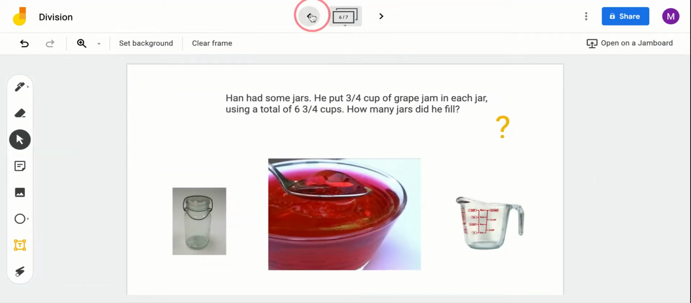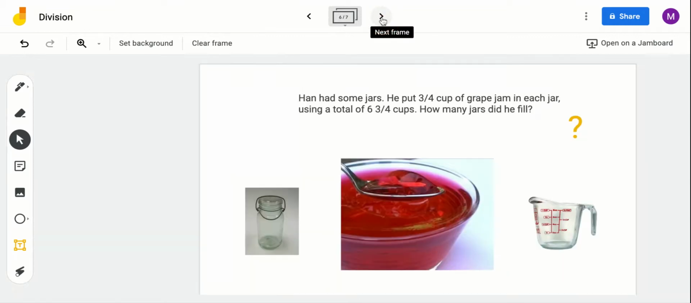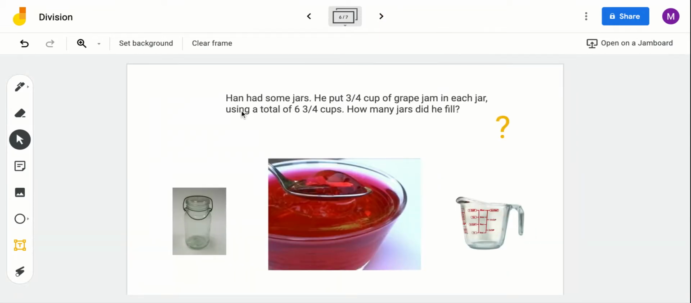Our division problem for this is still 7.5 divided by 5 equals question mark. We're not going to solve it, we're just figuring out what it means. All right, so then we have Han. Han had some jars. He put 3/4 of a cup of grape jam into each jar using a total of 6 3/4 cups. How many jars did he fill?